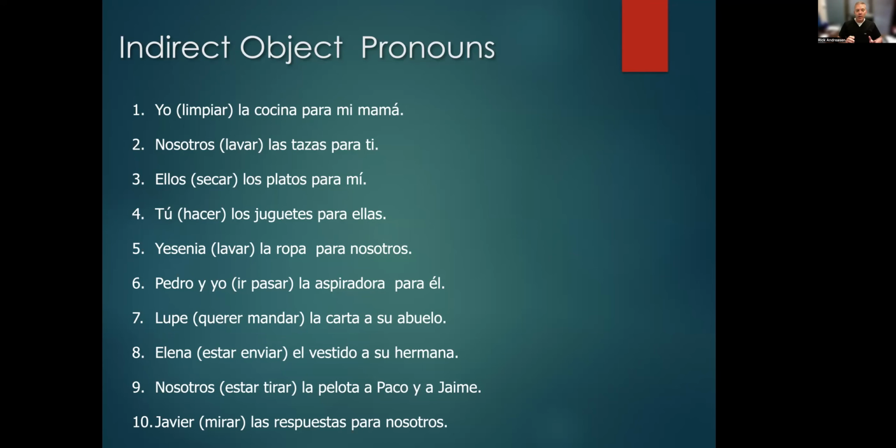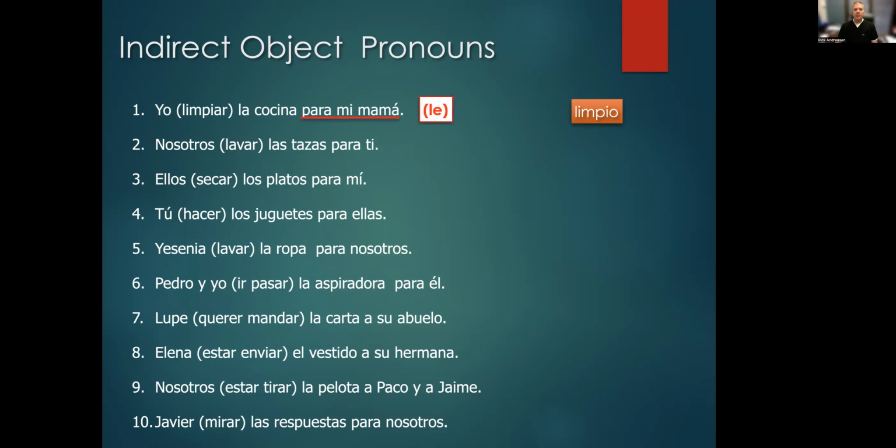Okay, so now we look at the sentences, and we had 3 things to do, right? First was conjugate the verb. So number 1, limpiar, because the subject is yo, goes to limpio. Underline the direct object, mi mamá, and then that becomes the pronoun le.